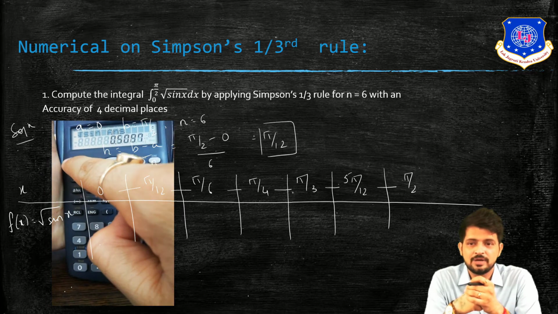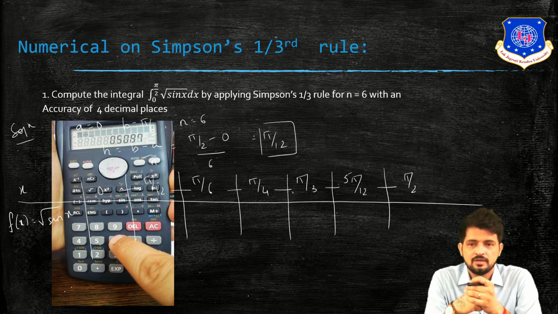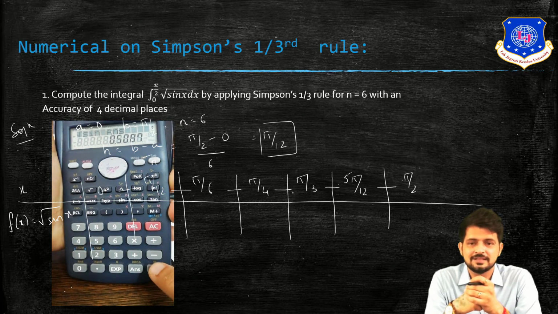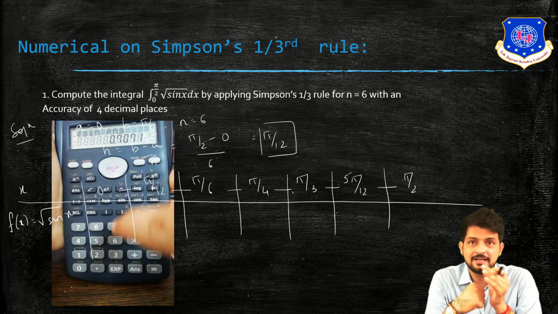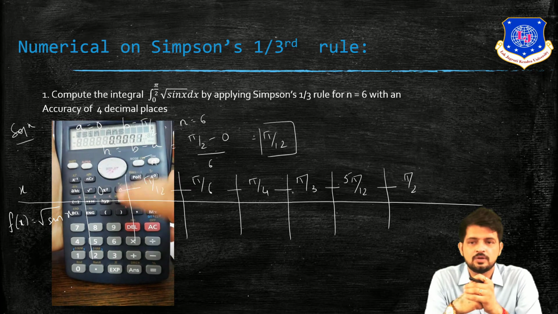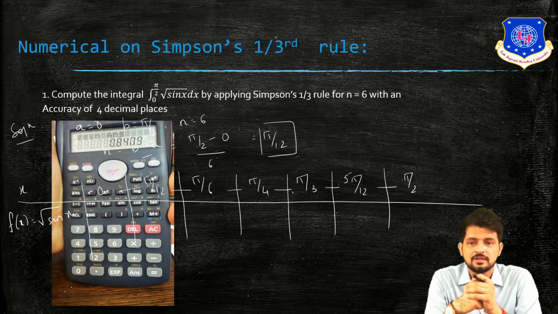How I am finding the pi by 12? Exponential pi divided by 12 equal to, then up key equal to. Again exponential pi divided by 6, that is pi by 6 equal to up key equal to. Pi is not 180 here. Pi is a value here. I am not taking 180, right? Because it is in radian mode. Pi by 4 equal to up key equal to. Again pi by 3 equal to up key equal to. 5 pi by 12 equal to up key equal to. In this way you have to find all of the values.